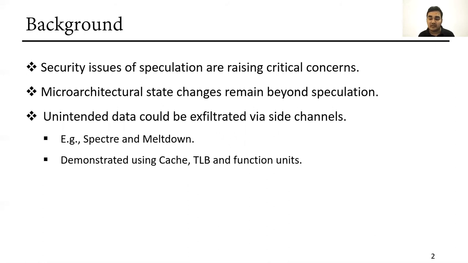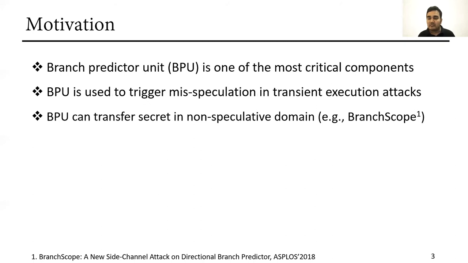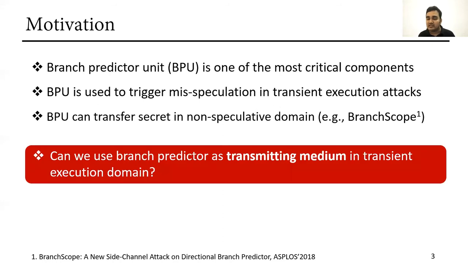Prior works have demonstrated attacks in several components like caches, TLB, and functional units. Among various transient execution attacks, the branch predictor is one of the most critical components. While the BPU is usually utilized to trigger speculation, the actual transmission of secret data typically relies on hardware components such as caches. On the other hand, prior works have also shown that the branch predictor unit can transmit data in the non-speculative domain. If the branch predictor unit can be used as a side channel to transmit data in a speculative domain, it will create a new attack vector where unintended cross-domain secrets could be leaked through the branch predictor, which can enable an even more dangerous transient execution adversary.